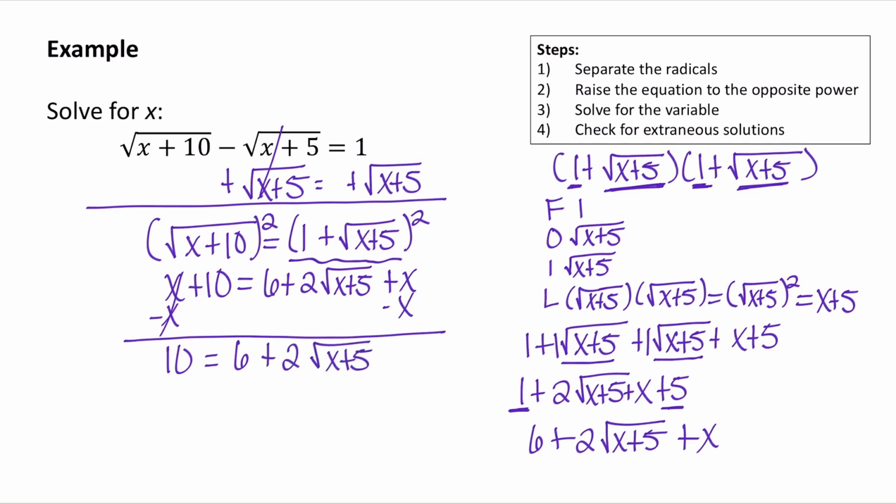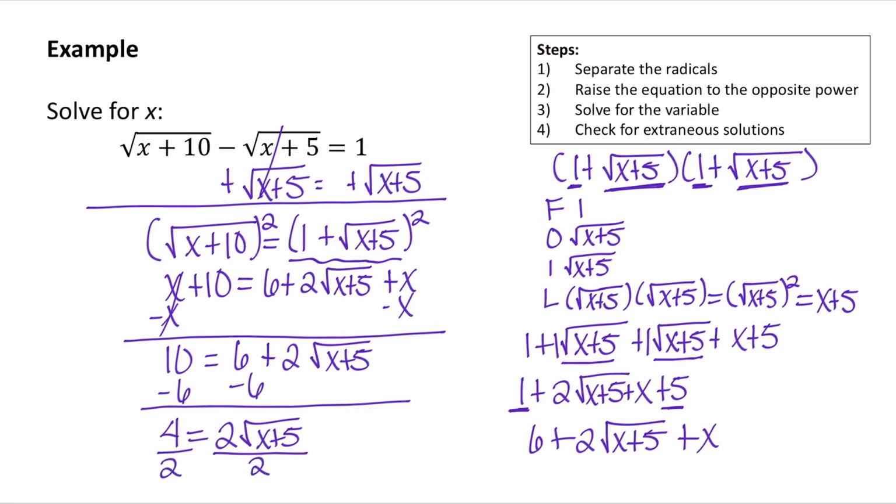Now I need to move away this 6, so I'm going to subtract 6 from both sides. So I have 4 equals 2 square root of x plus 5. And now finally, I'm going to move away this 2, so I'm going to divide both sides by 2 because that 2 is multiplying the square root. So that's going to give me 2 equals the square root of x plus 5.